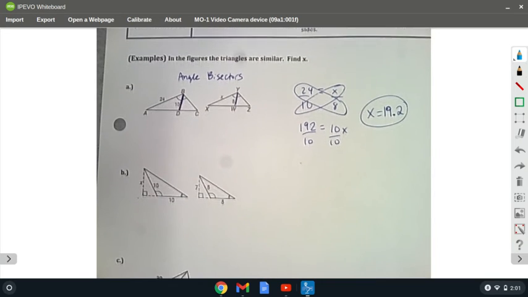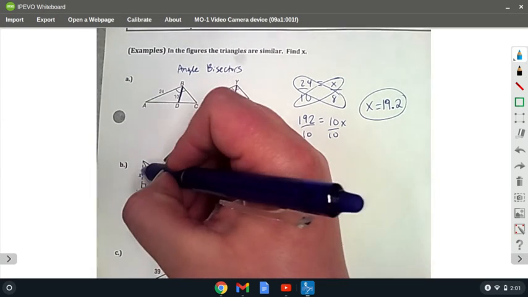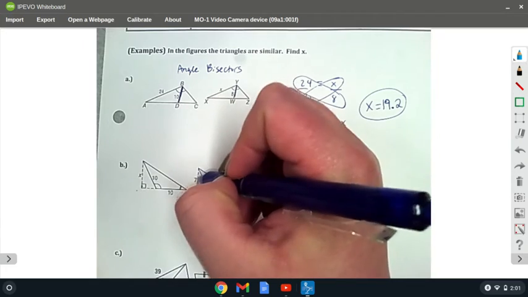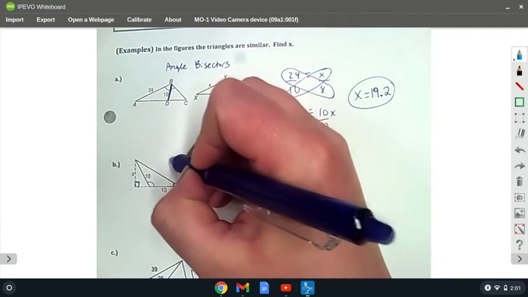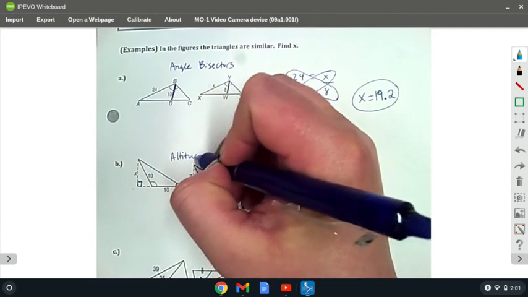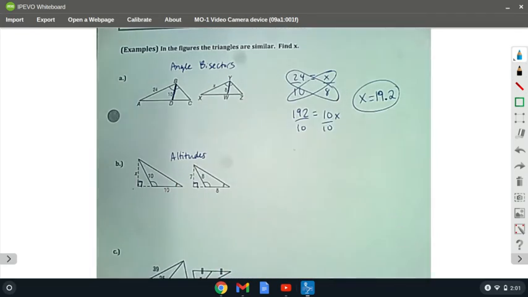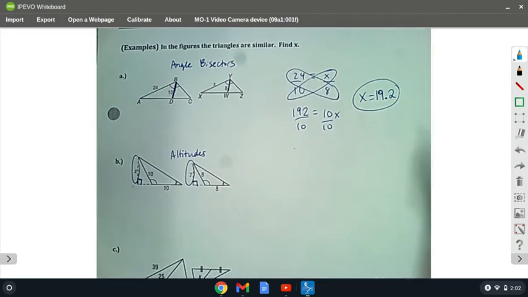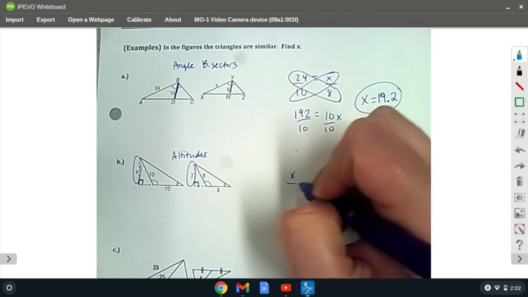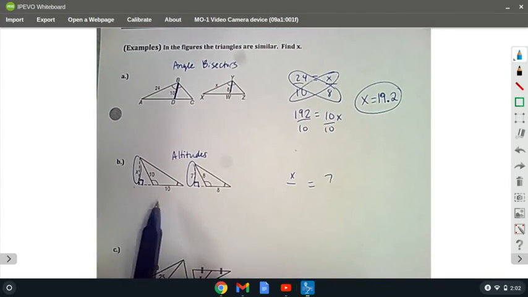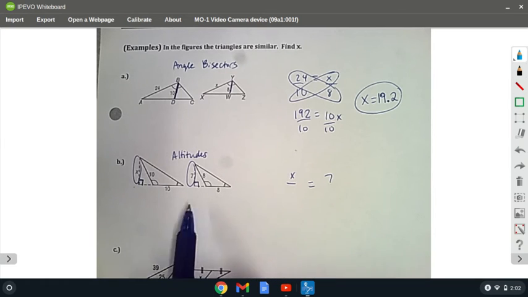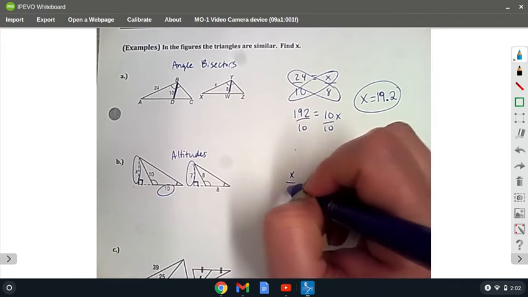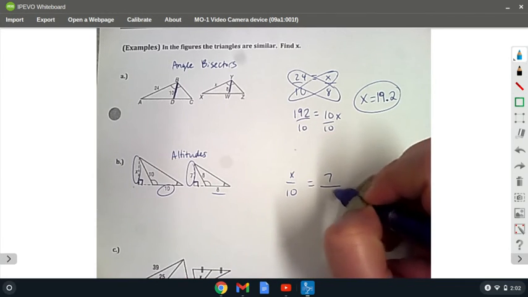Moving over to another example down here, you can see that I have this dotted line coming down and making a right angle. So these are altitudes. Altitudes drop down and make that 90-degree angle. So I know that this is similar to this because those are two altitudes. So I can say x is similar to 7. And I also know that these sides should be similar to each other and therefore proportional to the altitudes. So this 10 should also be similar to this 8.